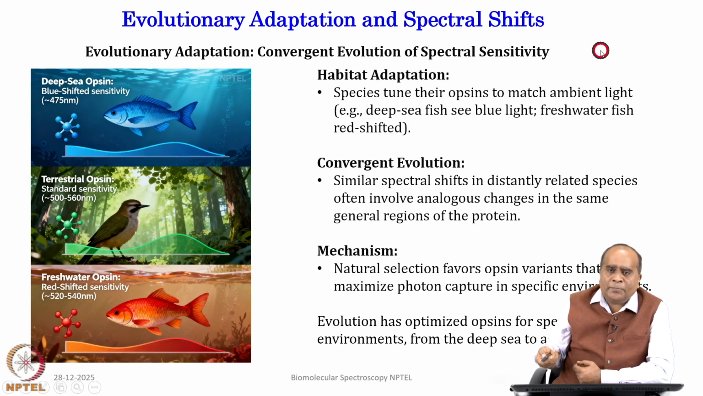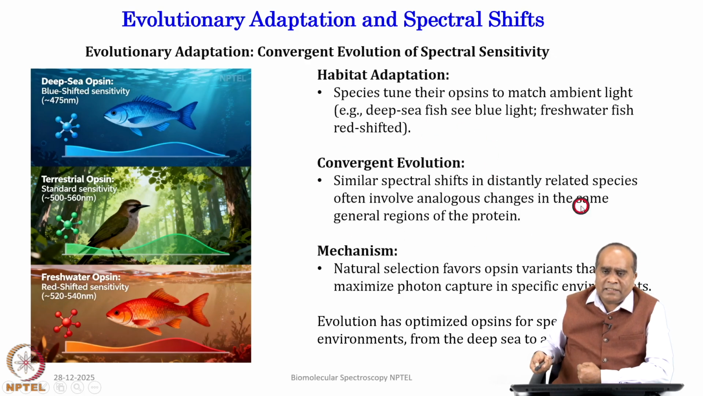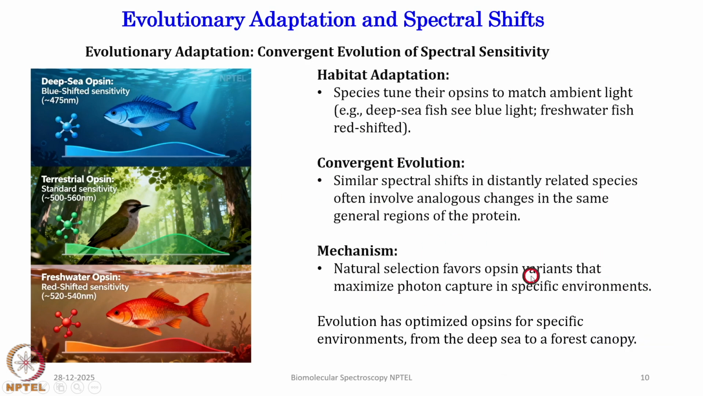So, species tune their opsin to match the ambient light, for this deep sea opsin for the fish living in the deep sea, or freshwater it is red. So, that is what tuning is happening here. So, convergent evolution, similar spectral shift in distantly related species often involves an analogous change in the same general region of the protein, right. So, one amino acid change can do that, and the mechanism is that natural selection favors the opsin variants, and the maximum photon capture in a specific environment can happen because of this.